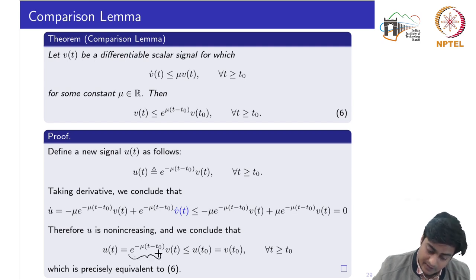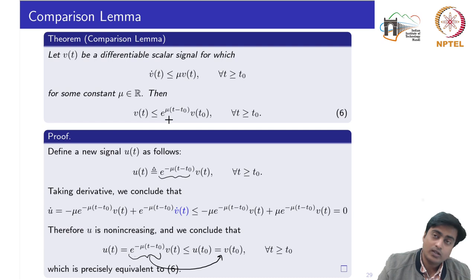Taking this one to the right hand side, I get that v of t is always less than or equal to this exponential into u of t naught. And for u of t naught, if I put t equal to t naught, this exponential part becomes equal to identity or 1. So u of t naught is actually equal to v of t naught, and I can replace it by v of t naught. Finally I obtain this for any mu. This is how you can see the proof of this lemma.